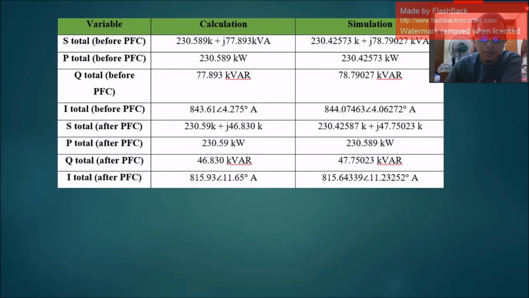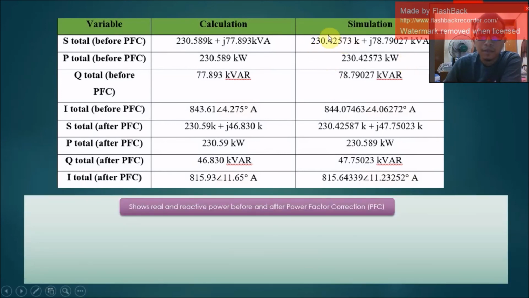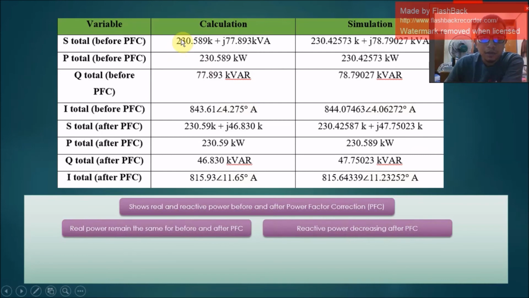So next we go to the power factor correction. The table shows power factor before PFC and after PFC, listed in calculation and simulation. It has apparent power, real power and reactive power. As you can see, if you look closely, the real power remains the same before and after PFC. I took the simulation example, 230.42573K and 230.42587K for before and after PFC.